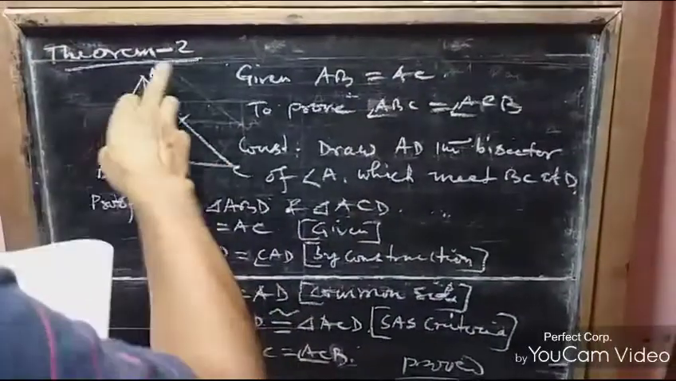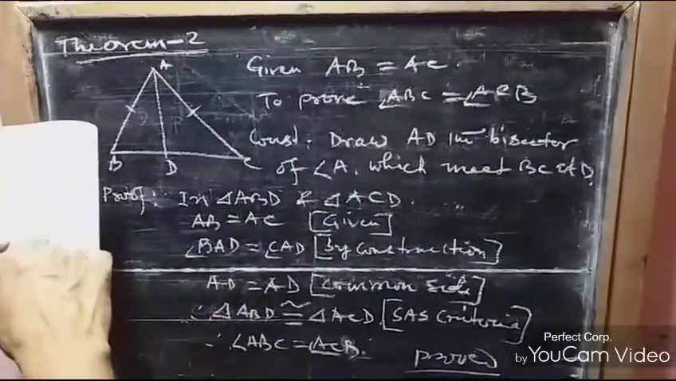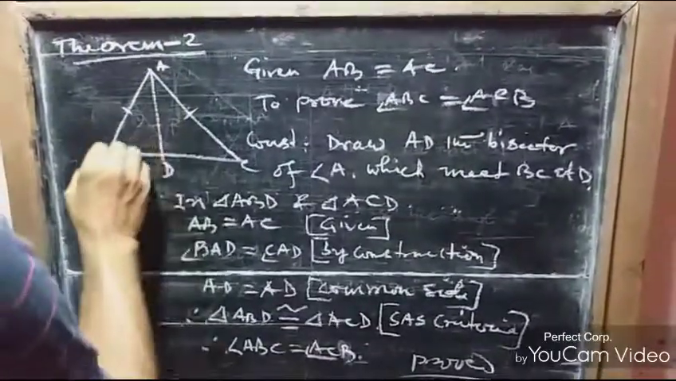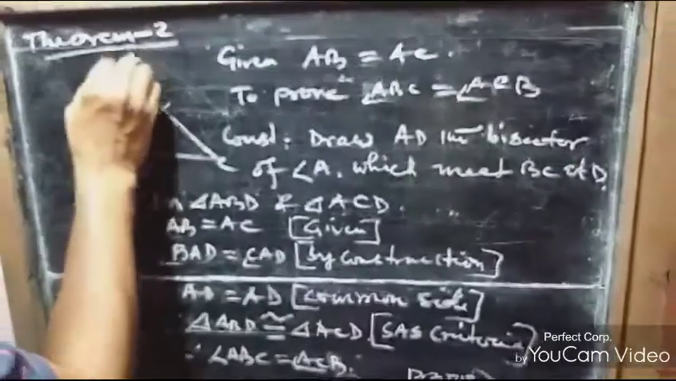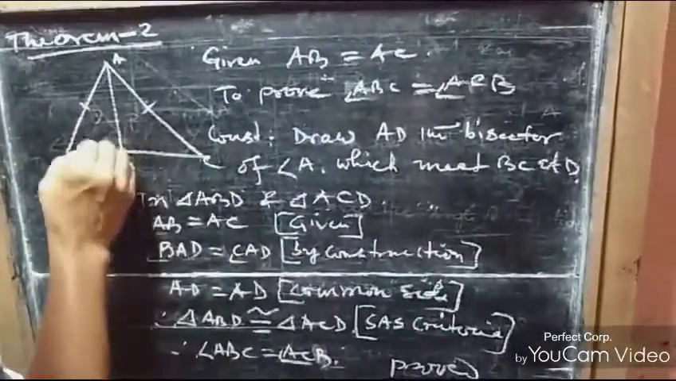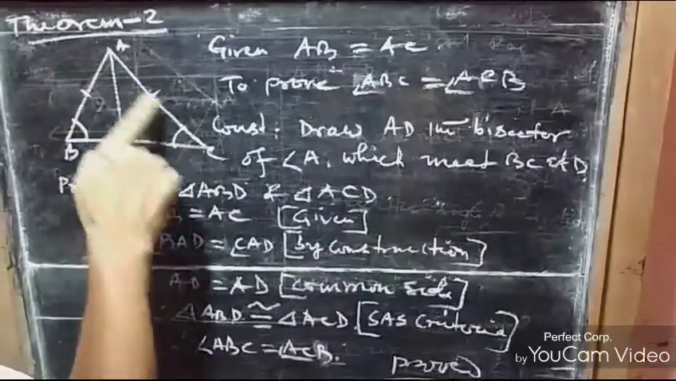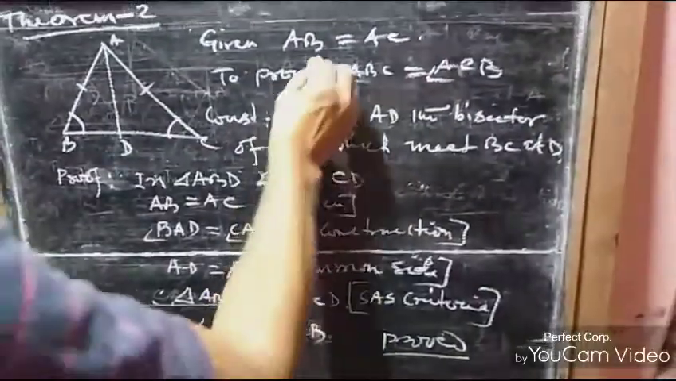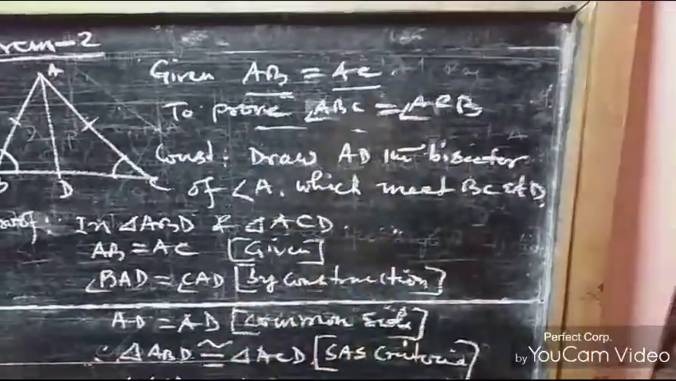Next is theorem number 2. What does it tell us? The angles opposite to equal sides of a triangle are equal. This is triangle ABC, and the given is AB equal to AC. We need to prove that angle ABC is equal to angle ACB. The angles opposite to the equal sides are equal. This needs to be proved.